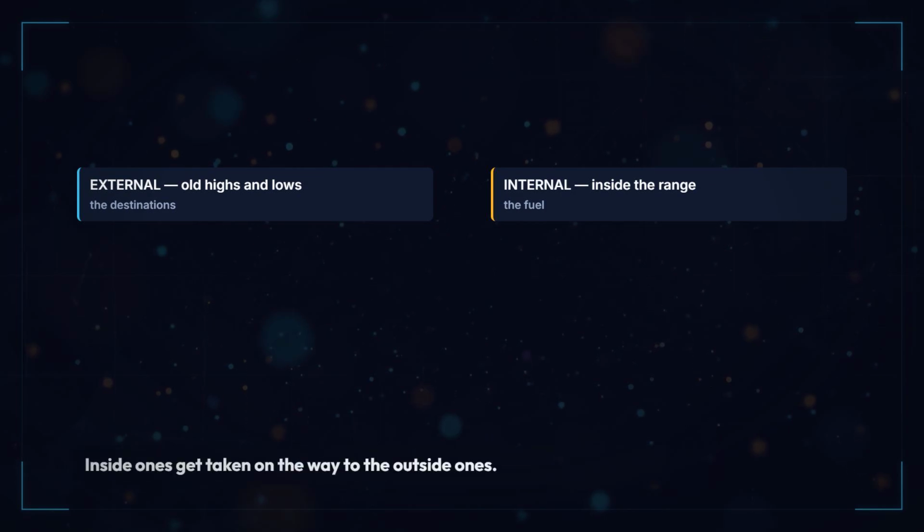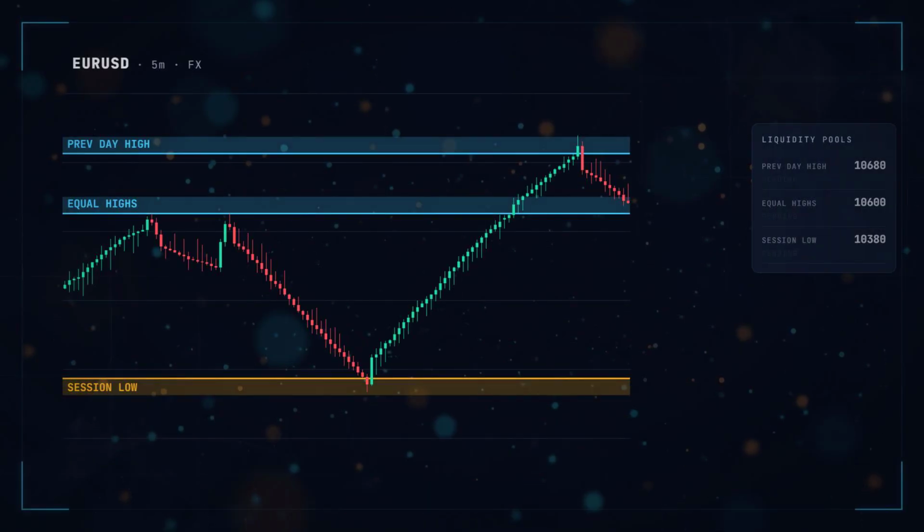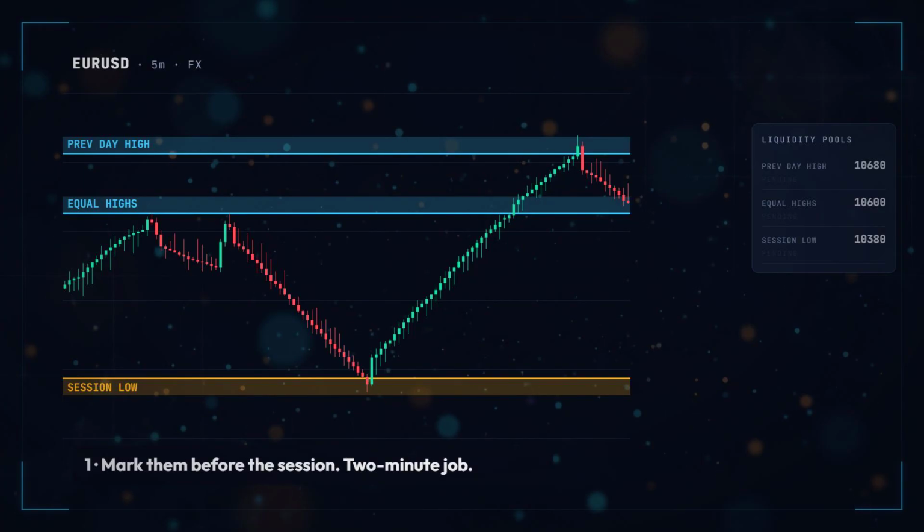Price generally takes the inside ones on the way to the outside ones, which tells you what to target and what to stop on the journey. So here's how you actually use this in 4 steps. 1. Mark the pools before the session starts, not during. Yesterday's high and low, the session high and low, and any equal highs or lows.